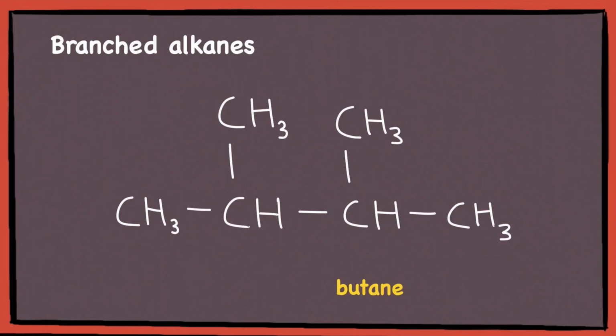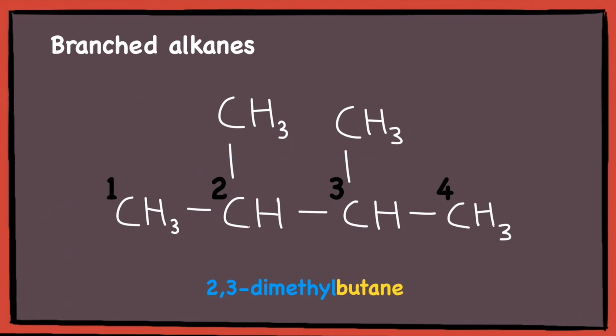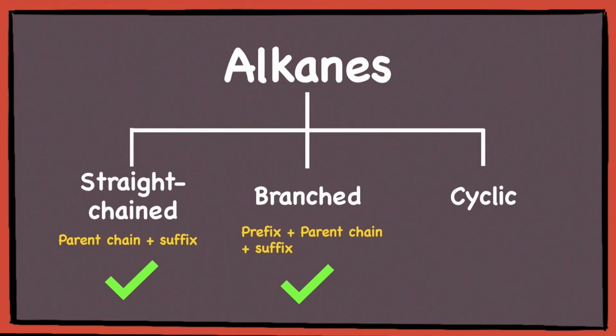Step 3, to locate the 2 side groups, we should label the carbon atoms in the parent chain. Since there are 2 identical methyl side groups at positions 2 and 3 of the parent chain, the prefix will be named as 2,3-dimethyl. Don't forget that the numbers are separated by commas, while a word and a number are separated by a hyphen. Hence, the name for this organic compound will be 2,3-dimethylbutane.